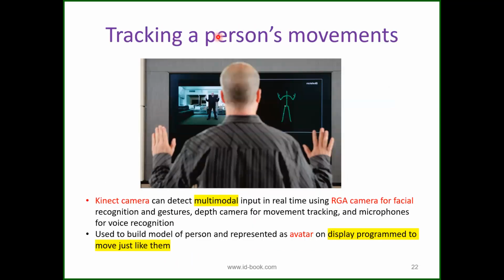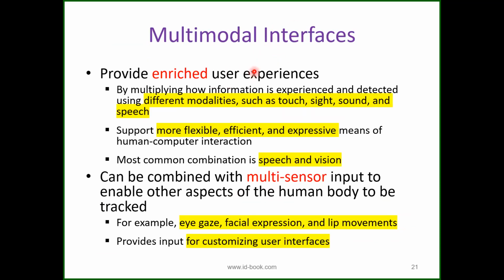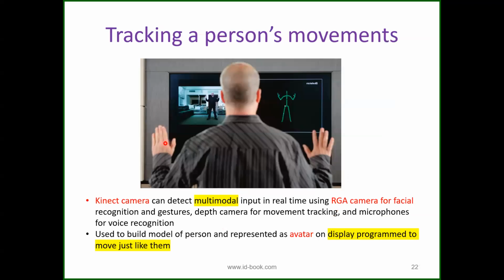Here is an example of tracking a person's movement. In multimodal interfaces, we talk about tracking how the user is changing faces, how, while talking, there is lip movement and eye gaze. It can even track the eye gaze. For example, there is a man in the interface here, and this man is trying to trace. So you see the prototype of their action.